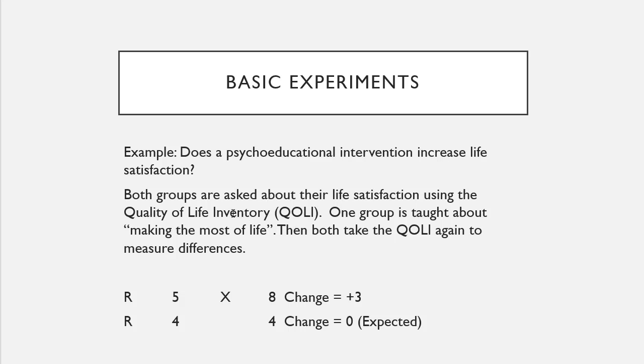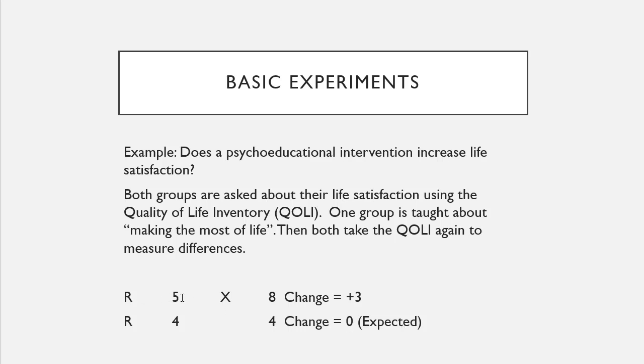After we had both groups take the quality of life inventory for the first time, one group goes through the making most of life intervention, then they're both given the QOLI again to measure the differences. Now here's what we expect out of the control group. We expect the control group to have some kind of quality of life measurement on average. So the first group averaged a 4, and after the treatment, which they didn't receive, but in a second administration, they received a 4 again. So it didn't change, which we expect because there was no treatment.